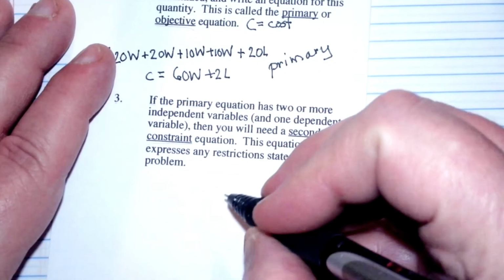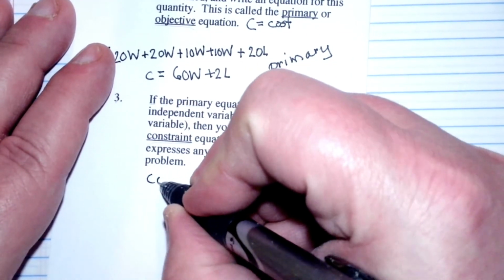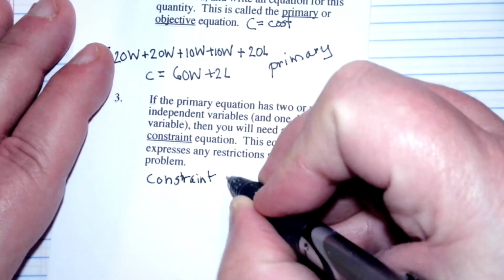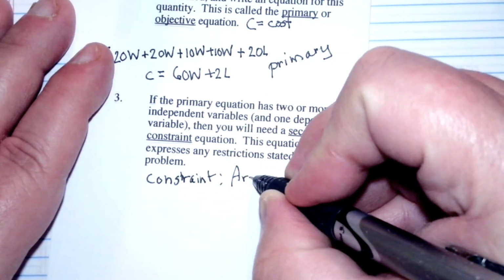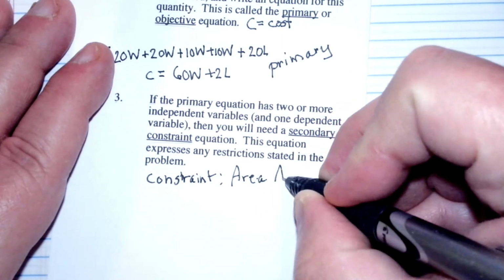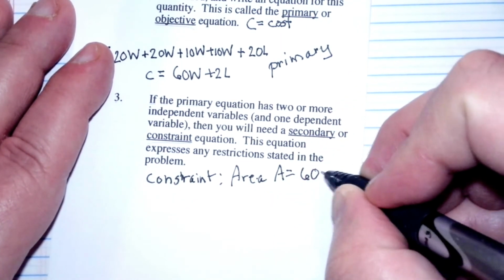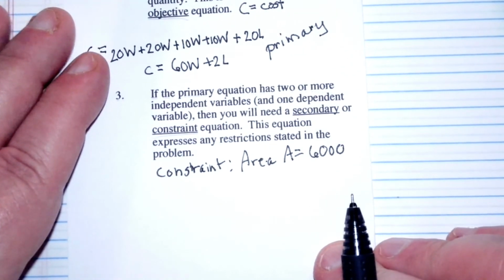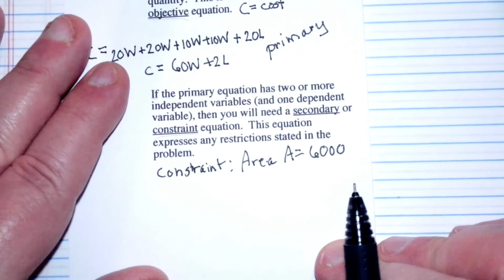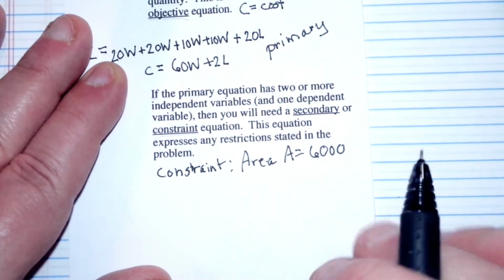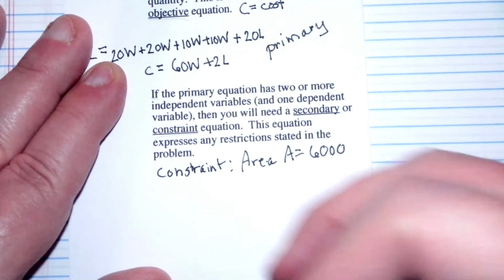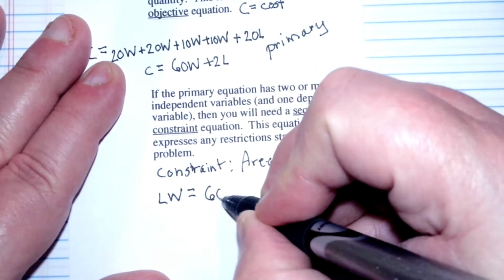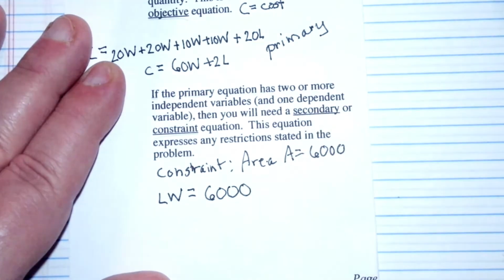But let's get back to the problem at hand. Our constraint is that the area, how about we call that A, is equal to 6,000 square meters. So we need a formula for the area of this entire rectangle. Well, that would be length times width. So the length times width is 6,000. That's our constraint equation.